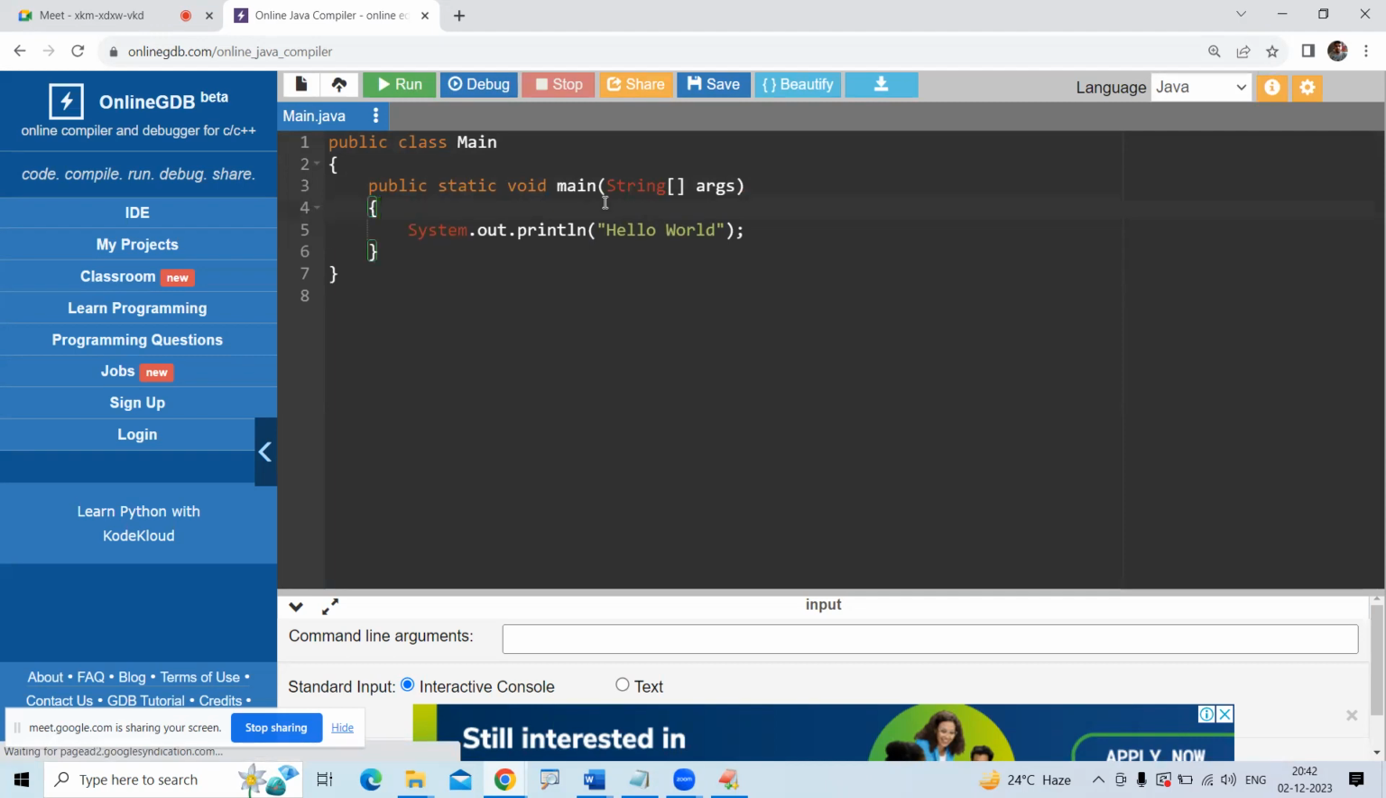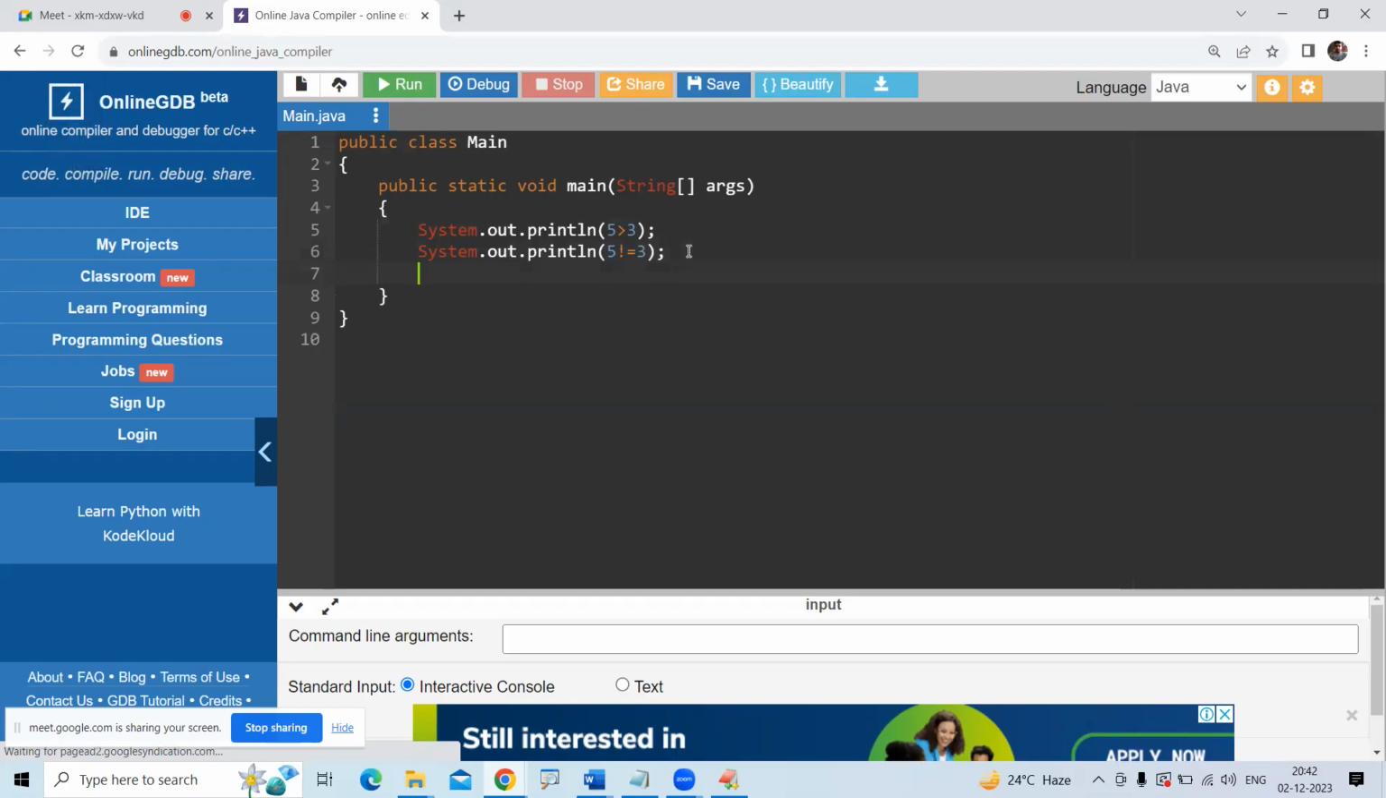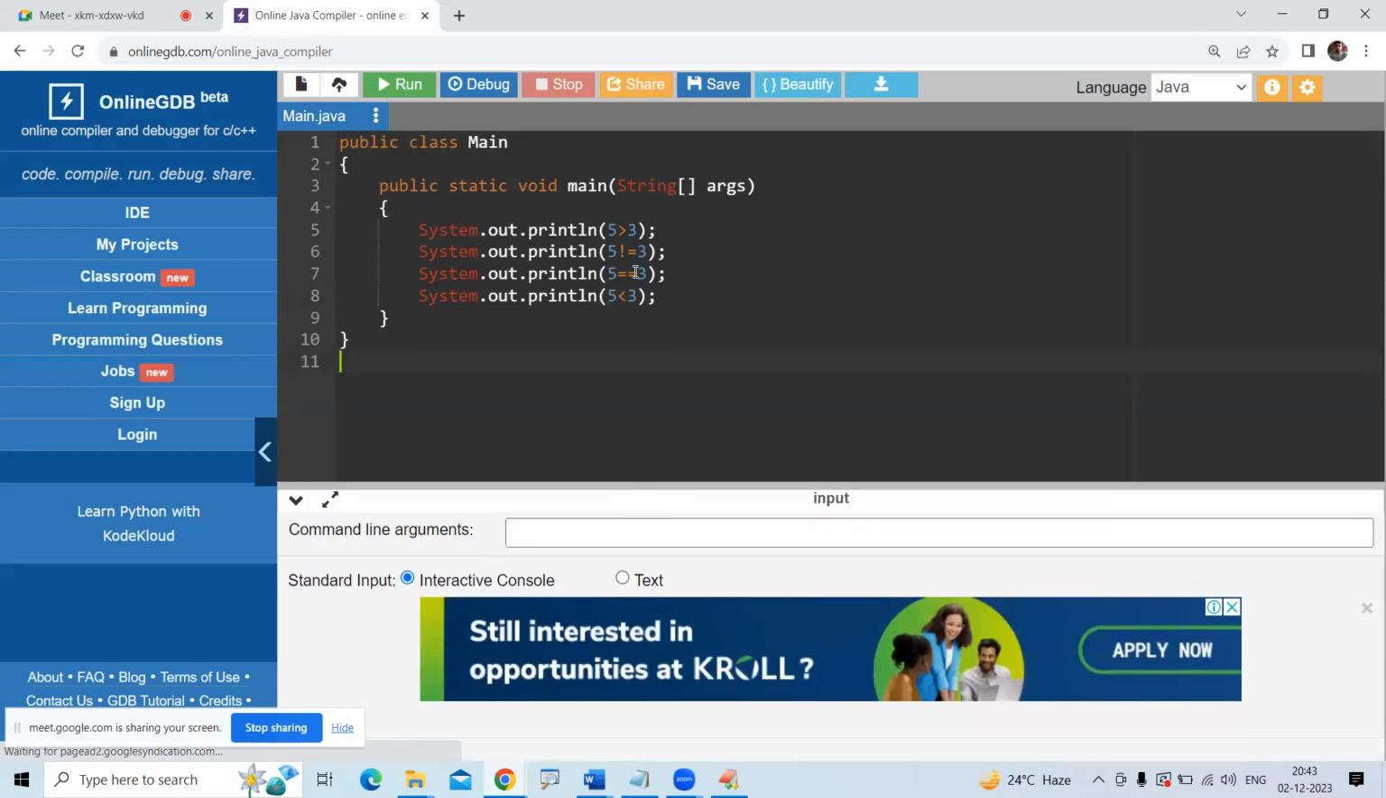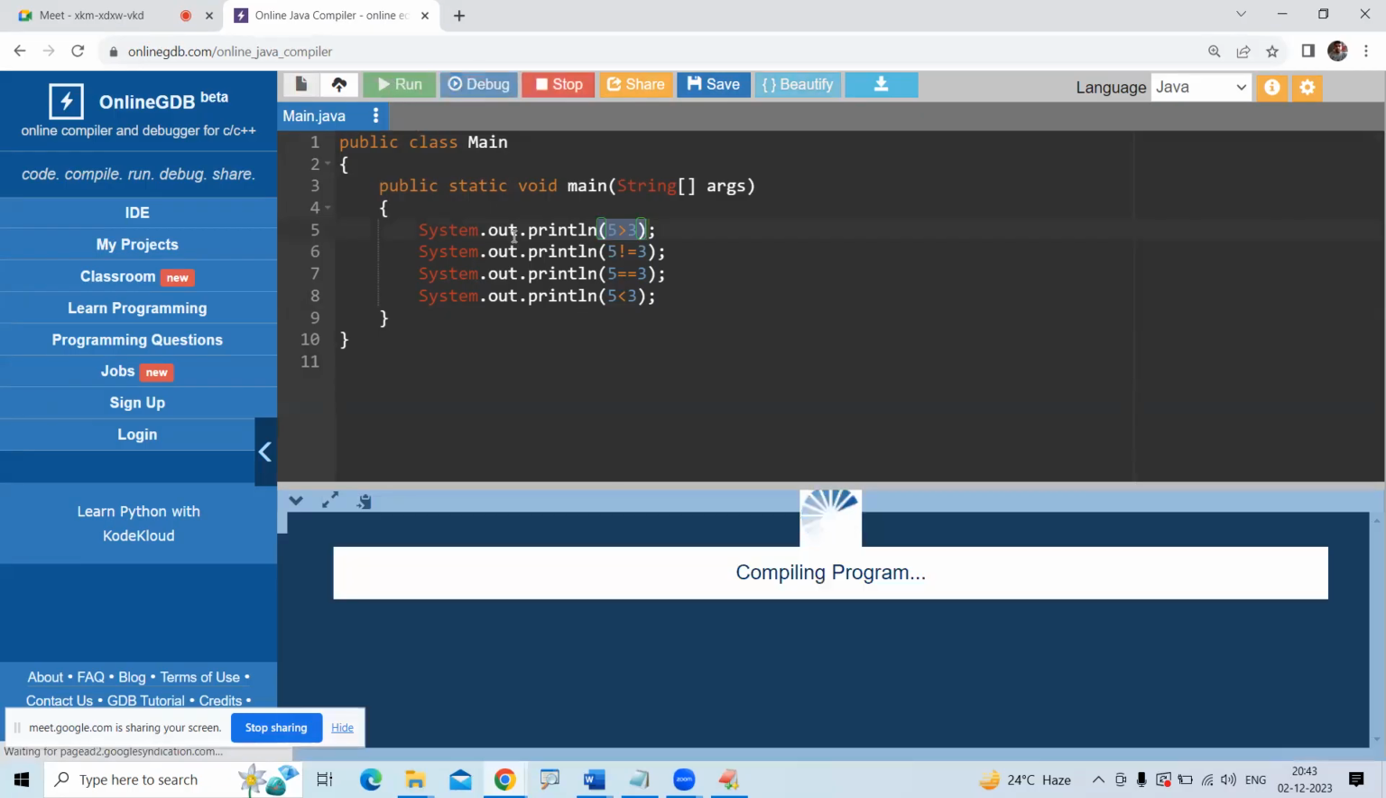Now I am writing numbers, or directly you can specify like this: 5 is greater than 3. Next, 5 is not equals to 3, then 5 is equals to 3, and 5 is less than 3. So what output are we expecting? 5 is greater than 3, this condition is true.